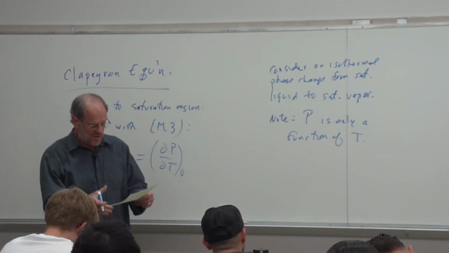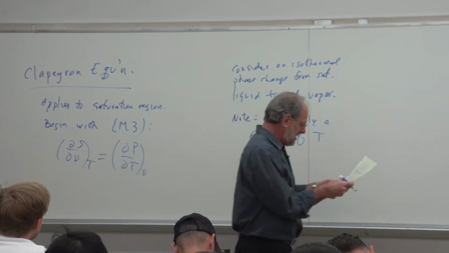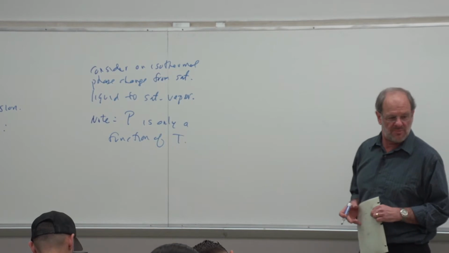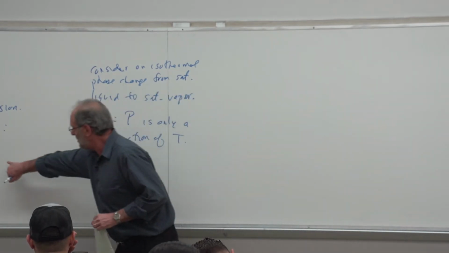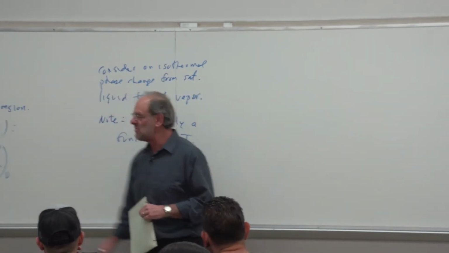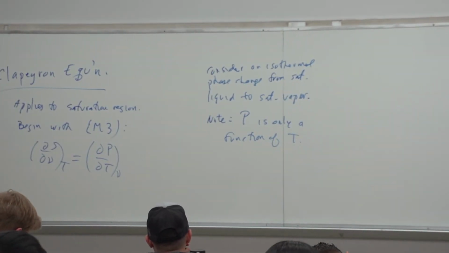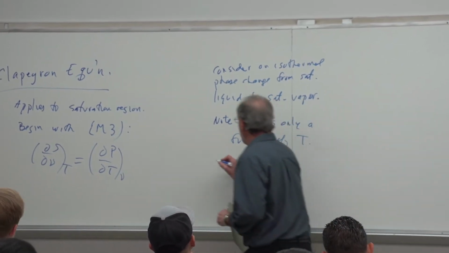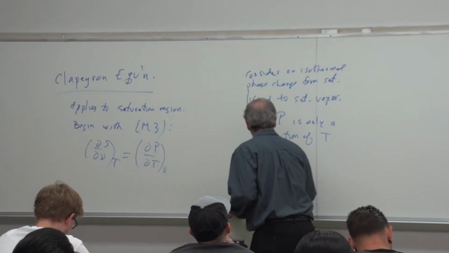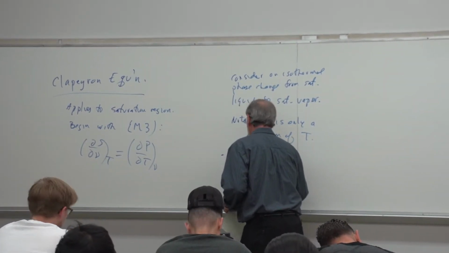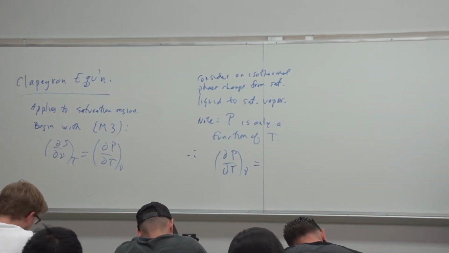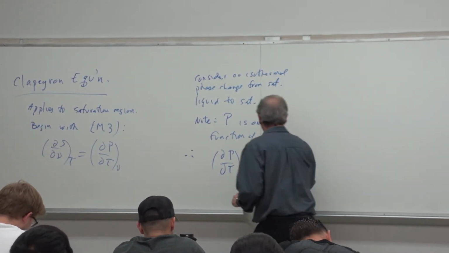Okay, so again, this is something that I want to note, but I think it's something that we already understand. Now, since pressure is only a function of temperature, look at what we have on the right side of this third Maxwell relation. That's a partial of P with respect to T holding V constant. But P is only a function of temperature. It's not a function of volume at all. So therefore, we can rewrite that. Instead of the partial of P with respect to T holding V constant, it's just going to be dP dT.